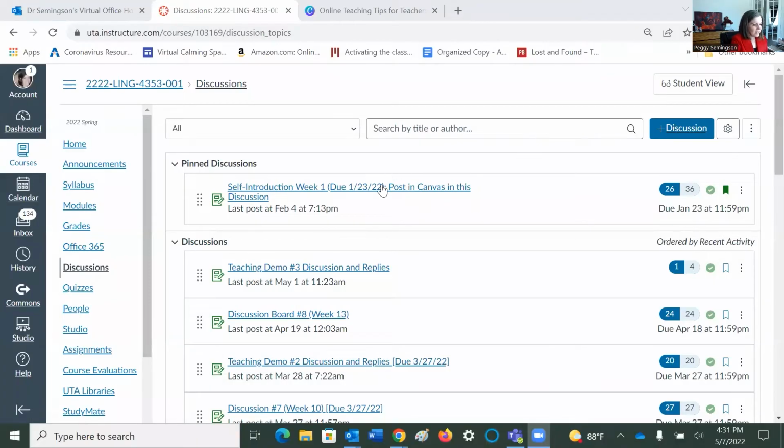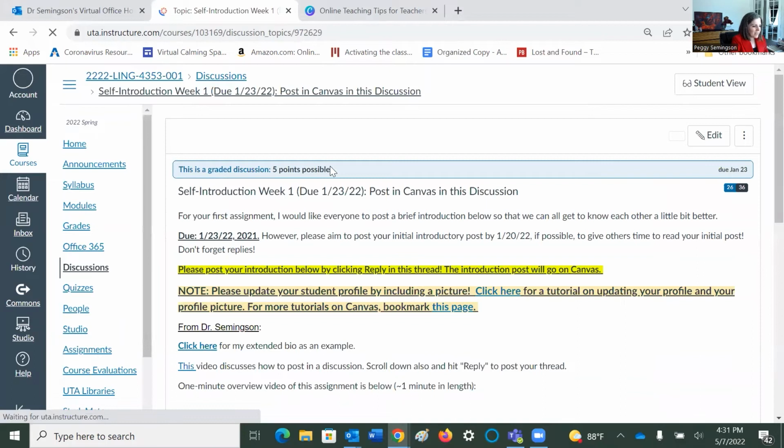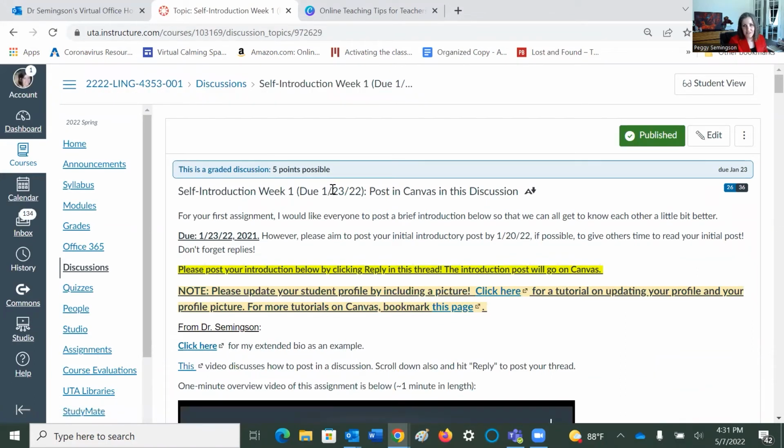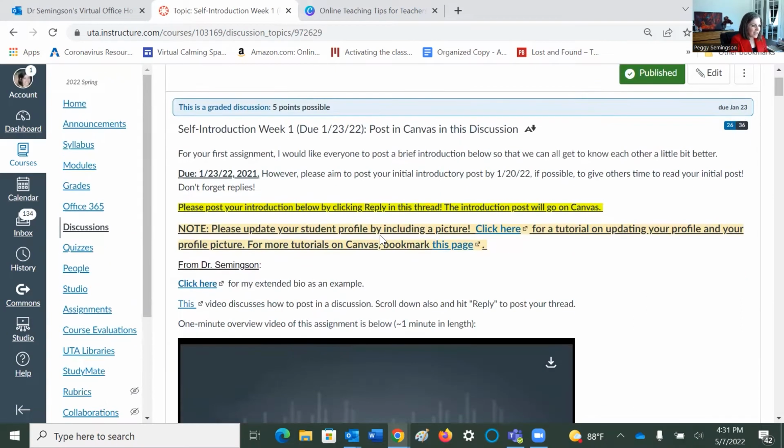So I'm going to share my screen, and what you can see is that they have a self-introduction. And so in this self-introduction, I have a due date, they have specific details they have to include, they have to do replies and that kind of thing. And I even have an example for them. I encourage them to share about their goals and things like that. How do they learn online? If they have any tips for others about online, something fun or interesting about themselves.